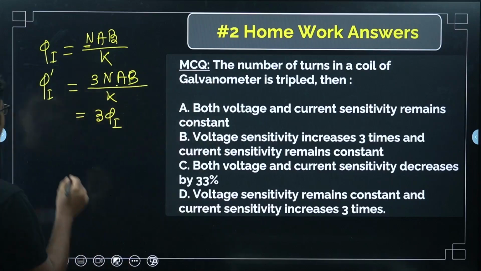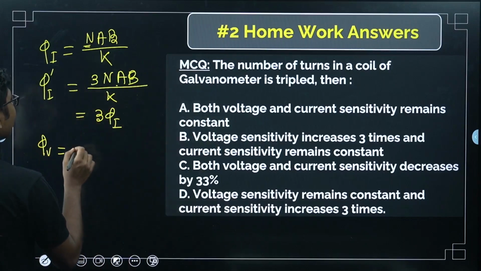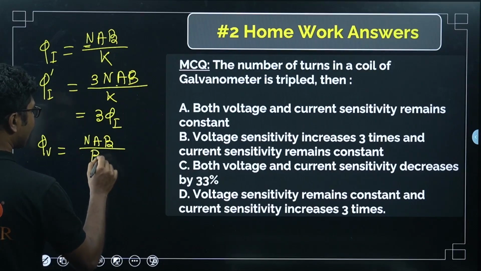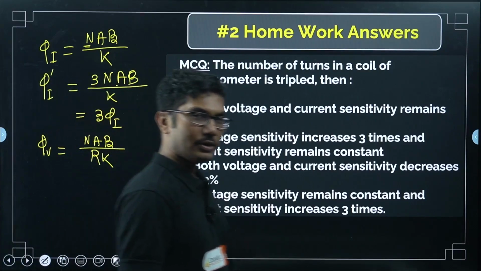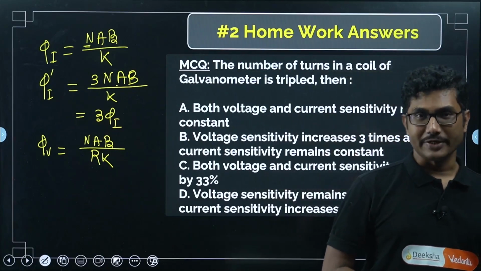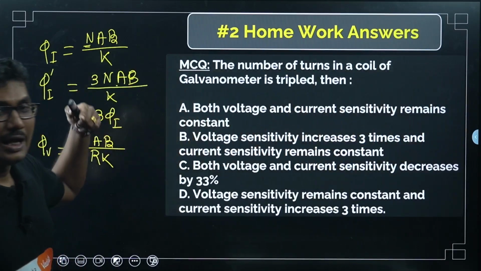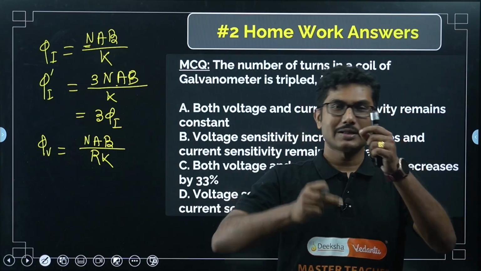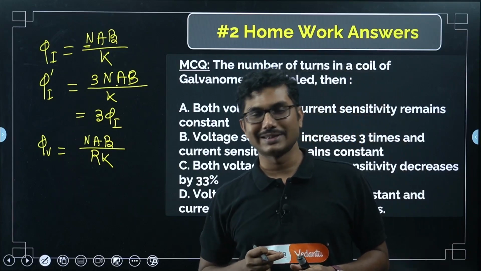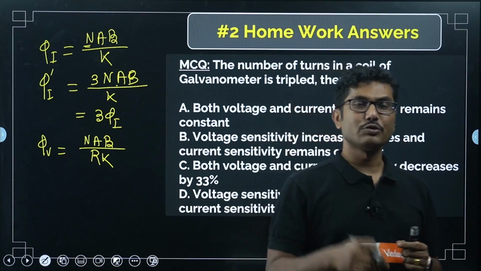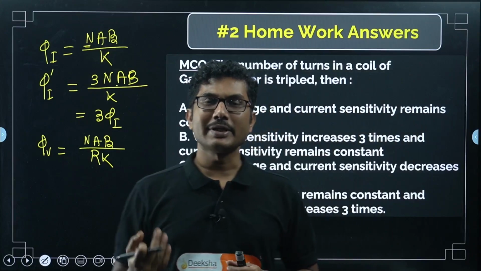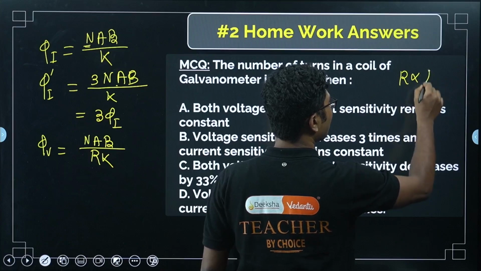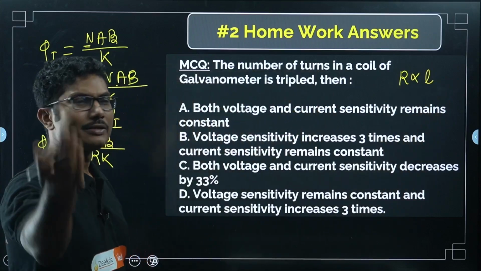Now what is voltage sensitivity? Voltage sensitivity is NAB divided by RK. So the resistance of the galvanometer is incorporated in the voltage sensitivity. Now if you increase the number of turns to 3 times, that means if L length of wire was there initially, now you are making it 3L, right? 3L means the length is tripled. Now we know that resistance is directly proportional to the length of the wire. So you are increasing the length to 3 times.